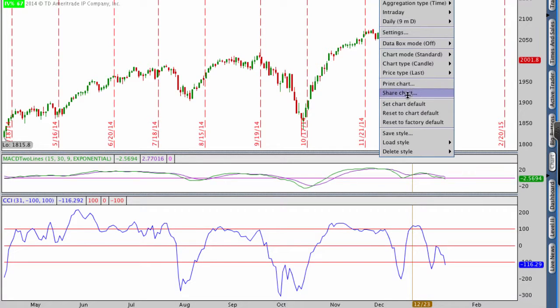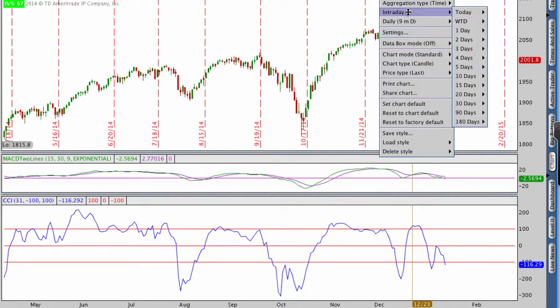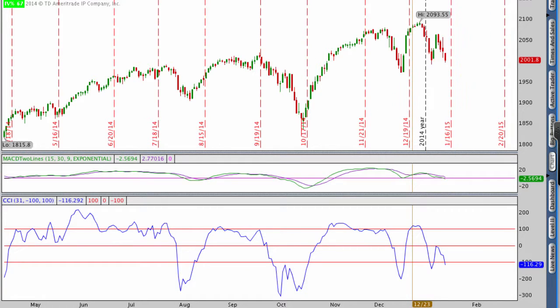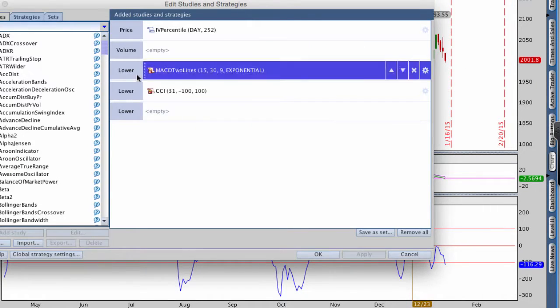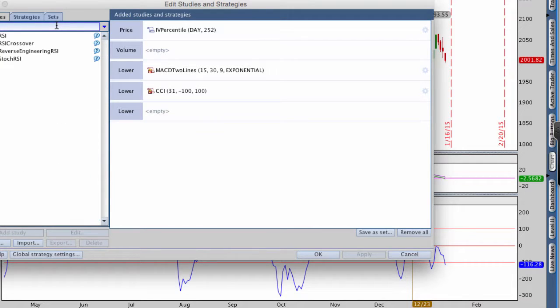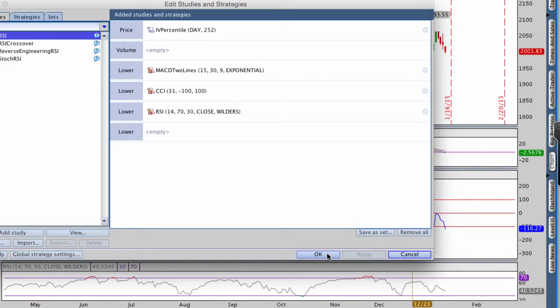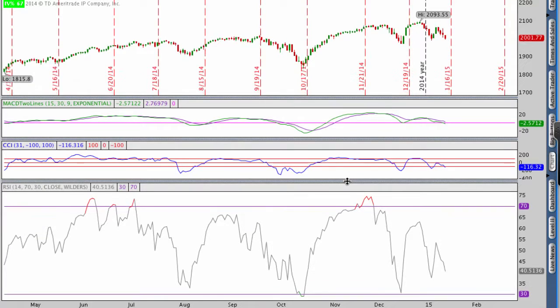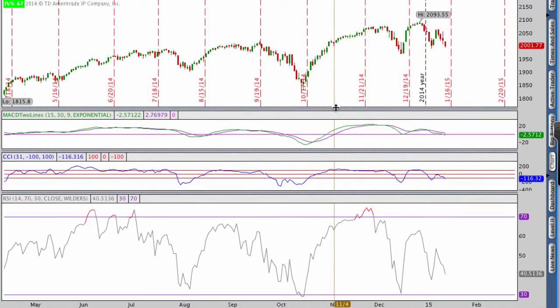All right, let's add one more to the charts here. So let's go to studies, and we're going to go to edit studies, and we're going to add RSI. And we're going to add RSI right to the chart. So we can just leave RSI exactly as it is. And now we have RSI down below. So I'm just going to try to minimize these two here so you can see RSI down below.